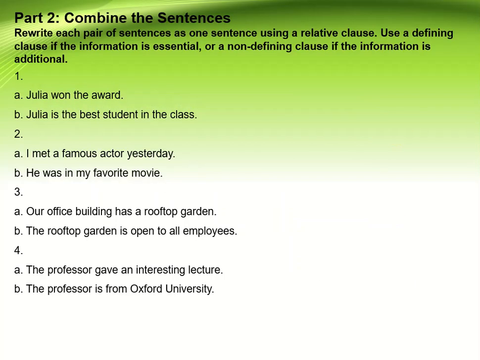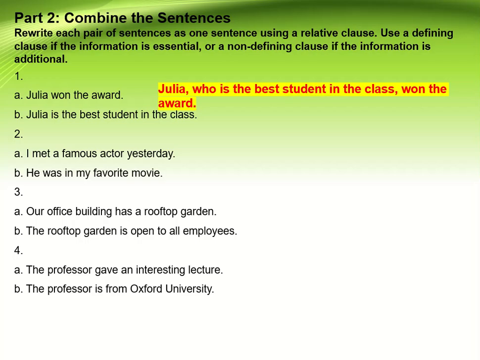Combine the sentences. Rewrite each pair of sentences as one sentence using a relative clause. Use a defining clause if the information is essential, or a non-defining clause if the information is additional. For example, Julia won the award. Julia is the best student in the class. The combination of these two sentences will be: Julia, who is the best student in the class, won the award. I could omit who is the best student in the class because it's extra information. The important thing here is that Julia won the award.